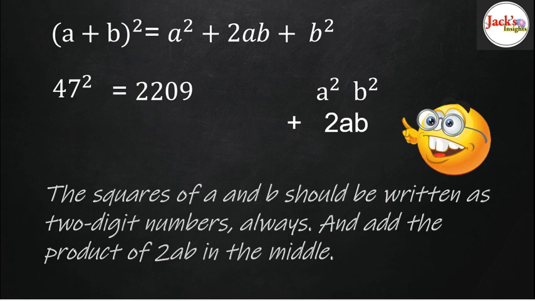So always remember, okay, for this rearrangement sa kanitong pag-apply, the squares of A and B should be written as two-digit numbers. Always. So ato ni sang isuwat as two-digit numbers. Kay not all the square of numbers kay two-digit, just like 1, 2, and 3. Okay? So we should always remember to write the squares of A and B as two-digit numbers and add the product of 2AB in the middle. So later, ato ni masabtan unsaon pag-perform jud ani nga konsepto.